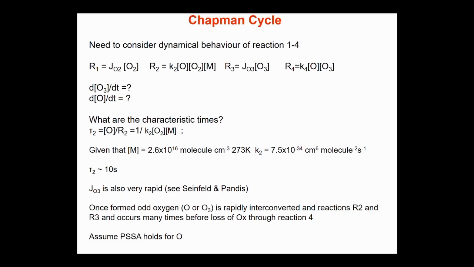Right? Now, given that we know the pressure is 2.6 times 10 to 16 molecules at 273K, so somewhere up here, about here, at that concentration, what is the time scale? That's the sort of peak point of the temperature in the stratosphere. That's why Gordon chose it. So at that height, we know we've been given the pressure and we've been given the rate constant. So the time scale's 10 seconds.